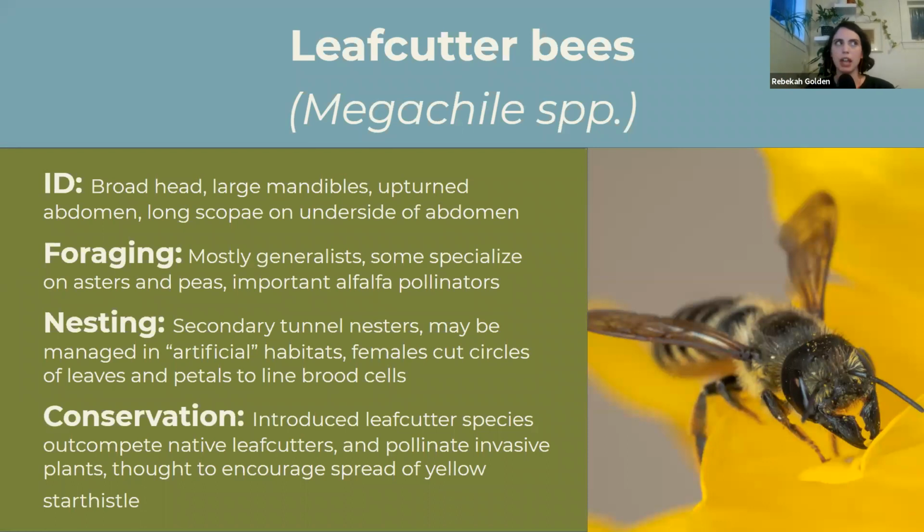However, that's usually just a handful of species that they're propagating a lot, and a lot of the more wild species of leaf cutting bees are actually being outcompeted by invasive leaf cutting bees. And then a lot of the introduced leaf cutting bees will pollinate invasive plants. In particular, yellow star thistle is pollinated by a particular type of leaf cutting bee that was introduced as an agricultural pollinator.